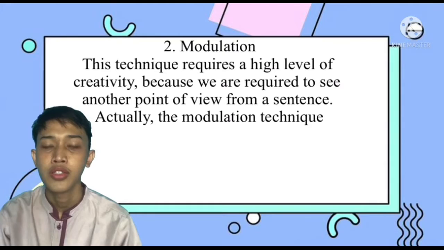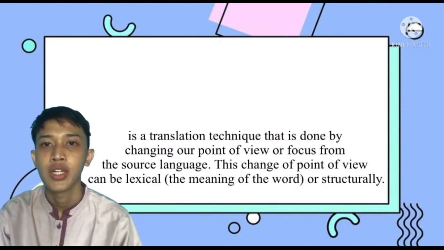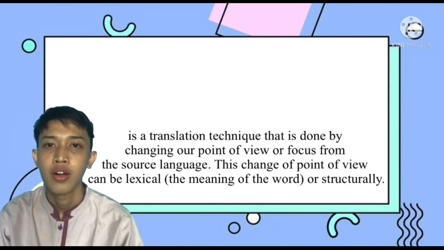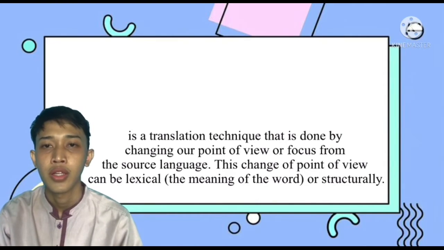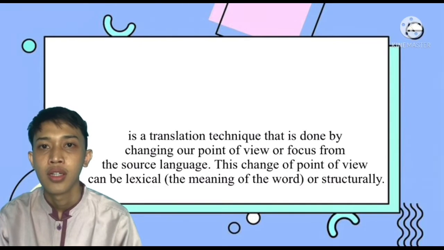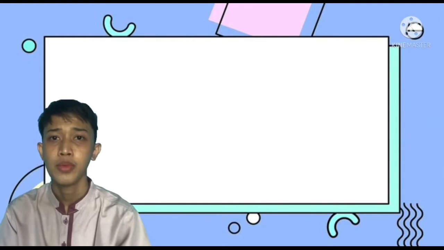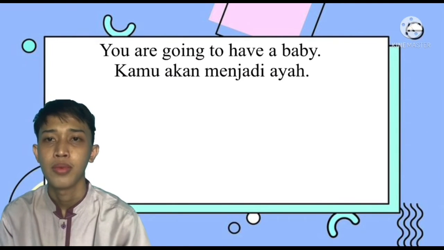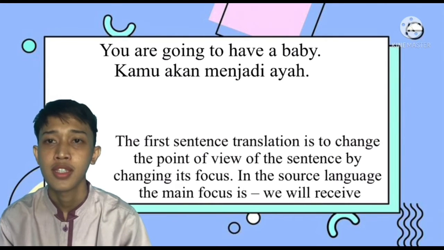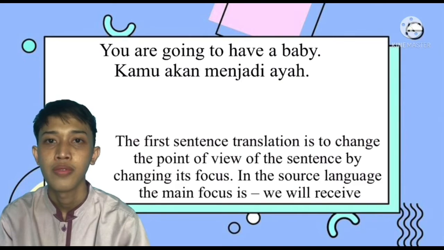Actually, the modulation technique is a translation technique that is done by changing our point of view or focus from the source language. This change of point of view can be lexical, the meaning of the word, or structural. For example, "Well, you are going to have a baby" becomes, in Indonesian, "Kamu akan menjadi ayah." The first sentence translation changes the point of view of the sentence by changing its focus.